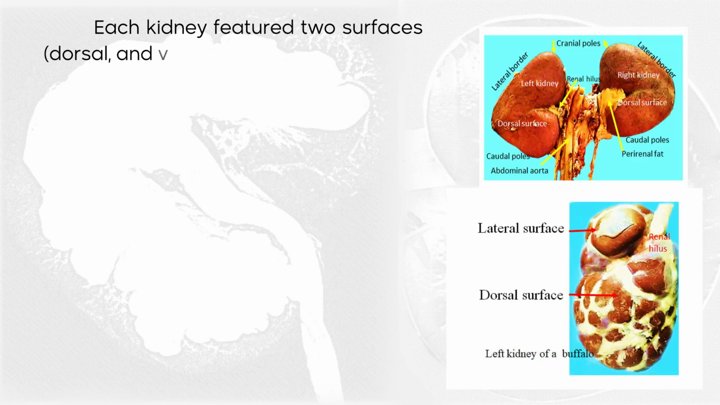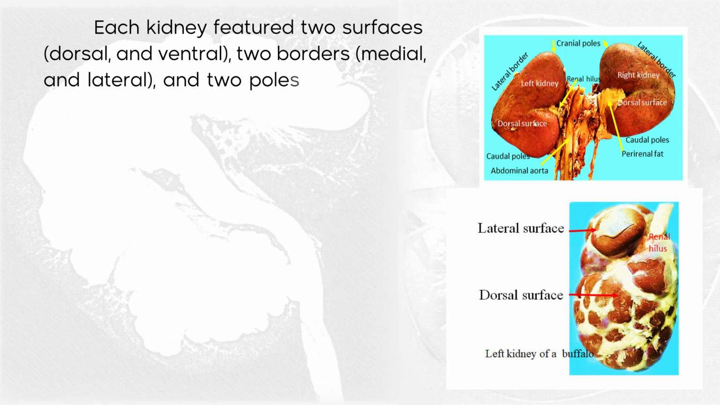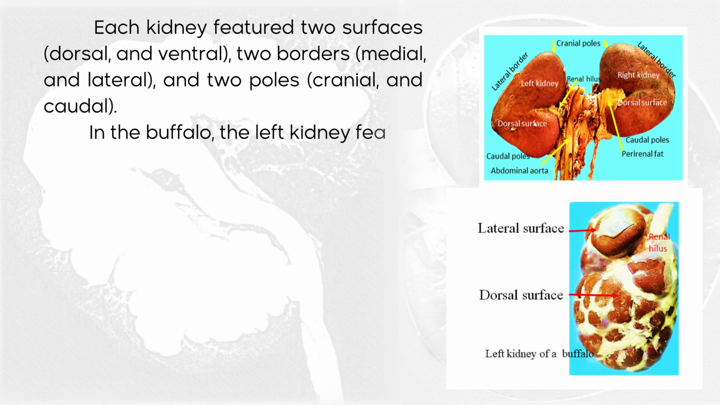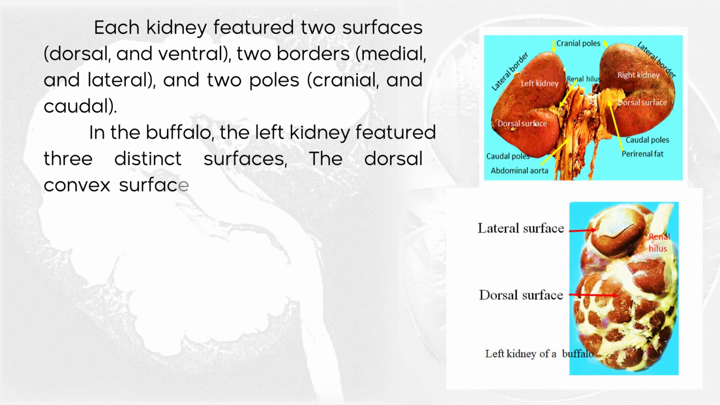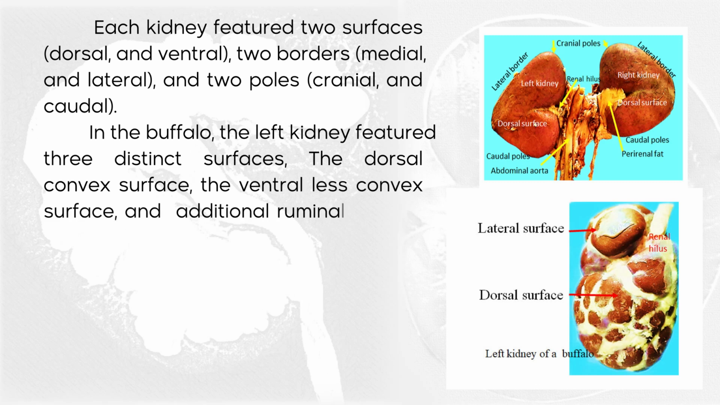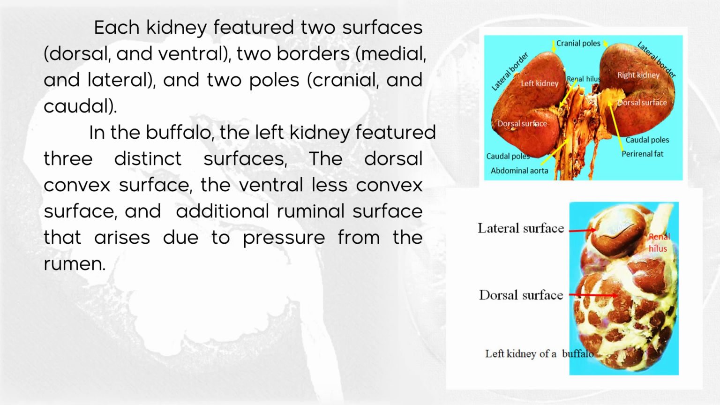Each kidney featured two surfaces, dorsal and ventral, two borders, medial and lateral, and two poles, cranial and caudal. In the buffalo, the left kidney featured three distinct surfaces: the dorsal convex surface, the ventral less convex surface, and an additional ruminal surface that arises due to pressure from the rumen.